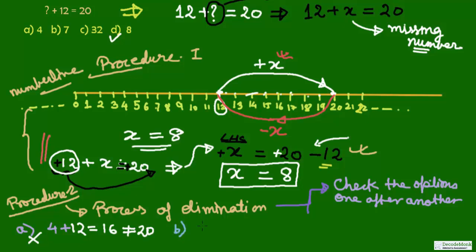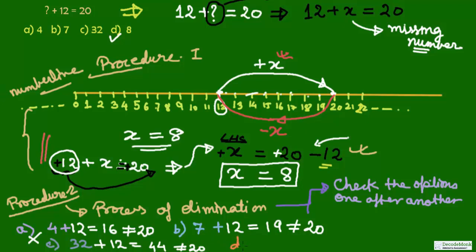Similarly, check option B. Option B is 7. 7 plus 12 equal to 19, which is again not equal to 20. Checking option C. Option C is 32, and 32 plus 12 equal to 44, which is not equal to 20. Now checking option D, which is 8 plus 12, which is equal to 20. At this point, while checking option D, we have arrived that by plugging 8 in place of the question mark, we have arrived at 20.